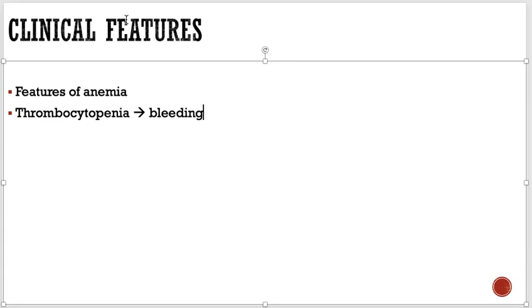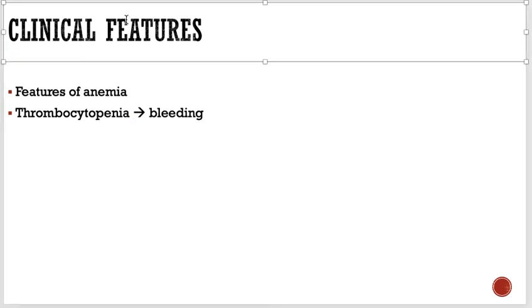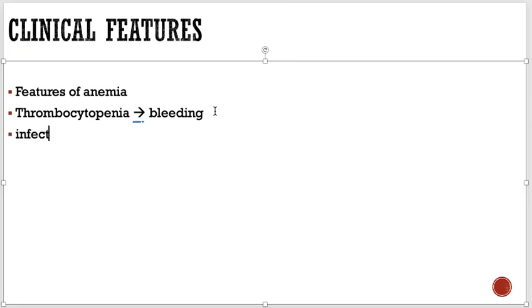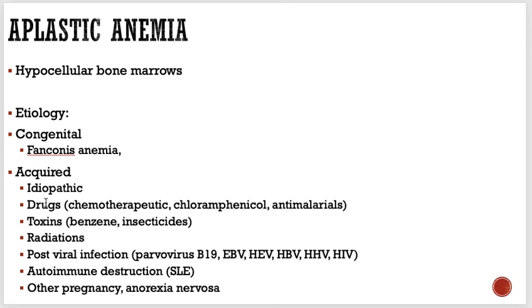Ecchymosis and petechiae and all those things. And decreased white blood cells will lead to infections. So simply, these are patients who present with signs of anemia, bleeding, and repeated infections. The rest will be the features of the underlying cause. For example, someone who is using drugs will have other side effects of these drugs, and someone with a post-viral infection will have features of that infection.